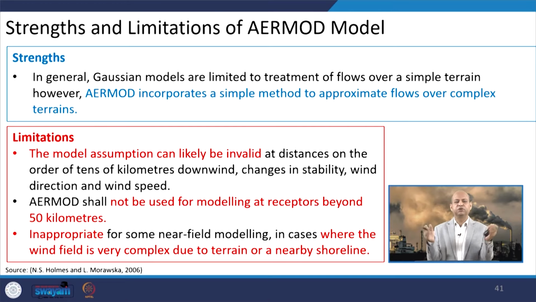So, that is the limitation of how much distance in the downwind direction you can cover for that particular grid. So, if there are mega cities which are spread over beyond 50 kilometers, then this model is not so good in that sense, then you have to run it in different modules or ways for different distances. It is inappropriate for some near field modeling in cases where the wind field is very complex due to terrain or a nearby shoreline or so. So, in that case those complex models or CFD etc. are useful for that purpose, but the AERMOD model is not good in that particular sense also.